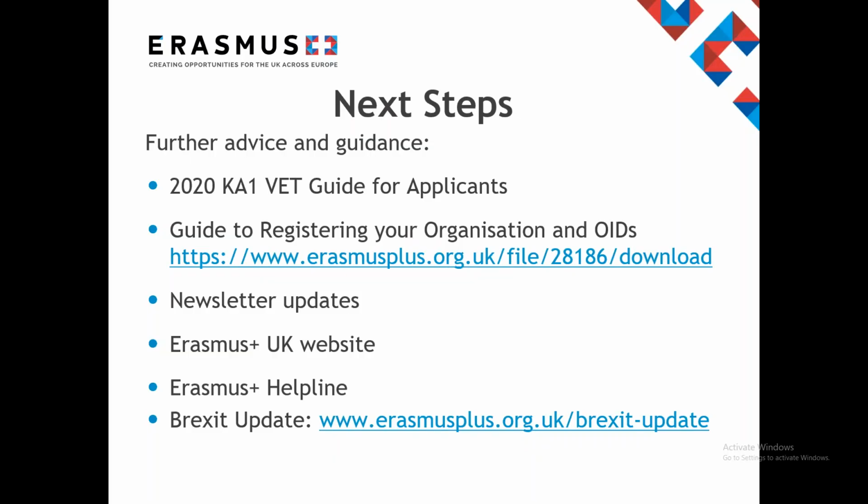So to conclude, I'd like to remind you of the support the UK National Agency will be offering in the run-up to the 5th of February deadline for applications to be submitted under Key Action 1, Vocational Education and Training. A detailed guide for applicants on how to fill out and submit the application form is available on our Erasmus Plus website. There is a guide for each action type we manage, so make sure you check you have the correct one. You can find this in the Apply for Funding section of our website.